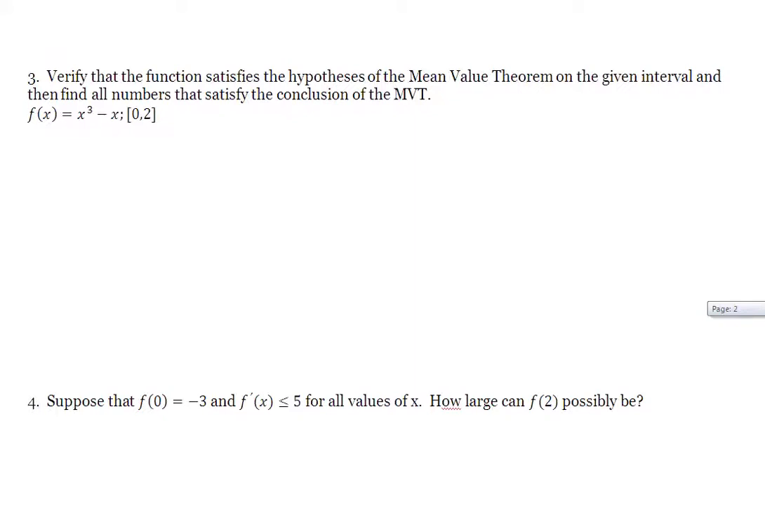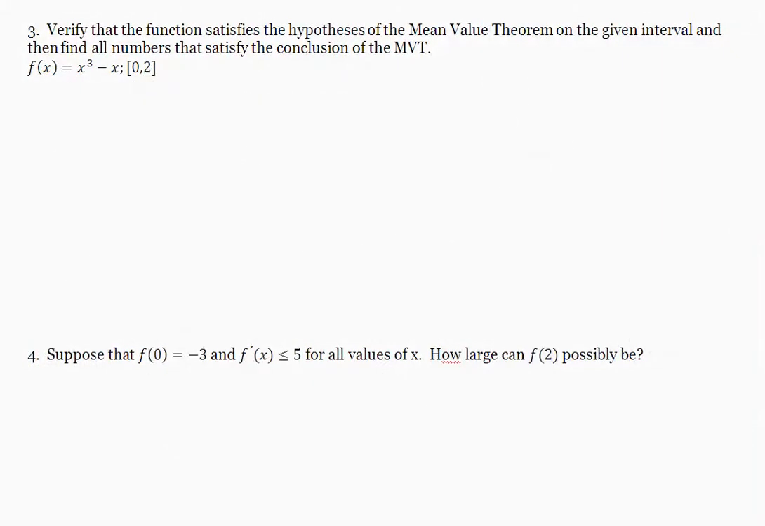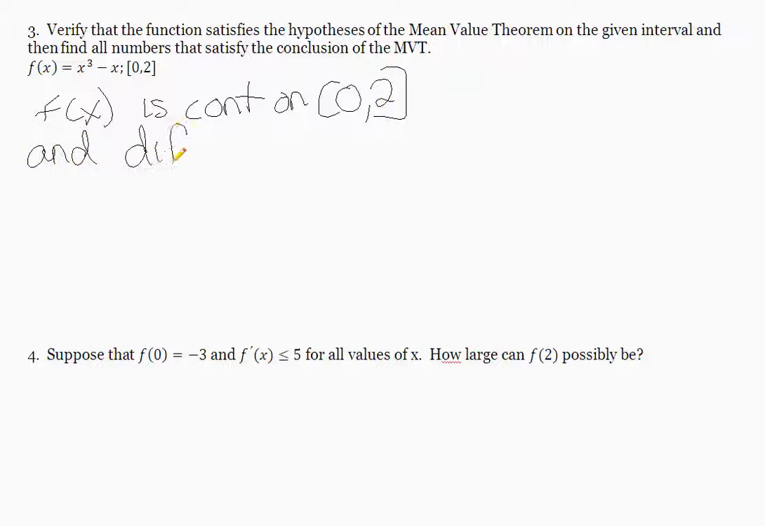Next problem. Verify that the function satisfies the hypotheses of the mean value theorem on the given interval, and then find all the numbers that satisfy the conclusion. So first, what are the hypotheses? f of x is continuous on 0 to 2 and differentiable on 0 to 2. So now I can apply the mean value theorem. Since it's continuous and differentiable, by the mean value theorem, there's got to be a c.